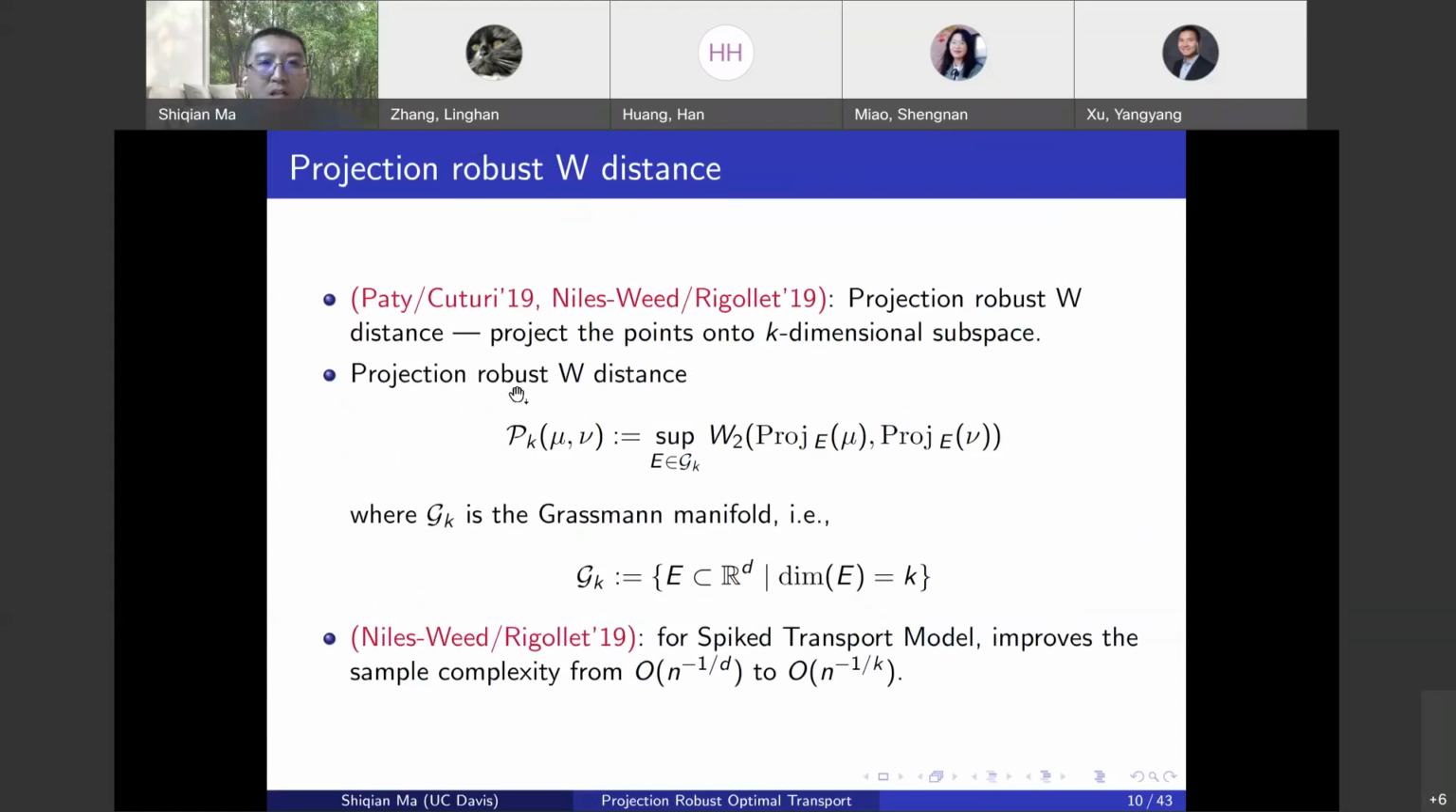Now let's look at this projection robust Wasserstein distance. The projection robust Wasserstein distance is defined in this way. Let me explain this notation here.